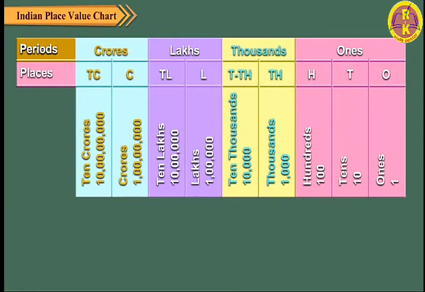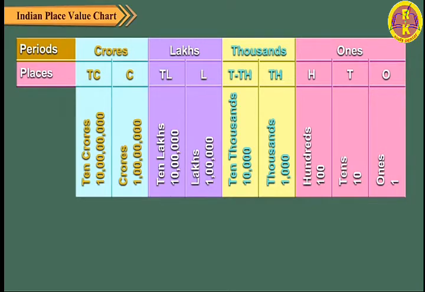From the right, first 3 places form the ones period. Next 2 places form the thousands period. Next 2 places form the lakhs period, and the next 2 places form the crores period.